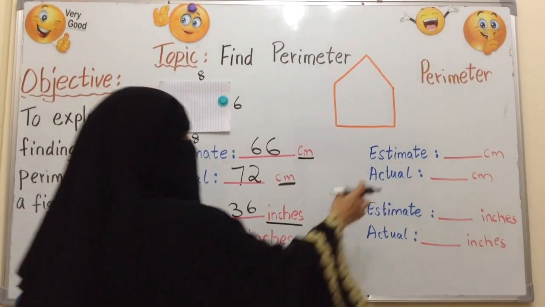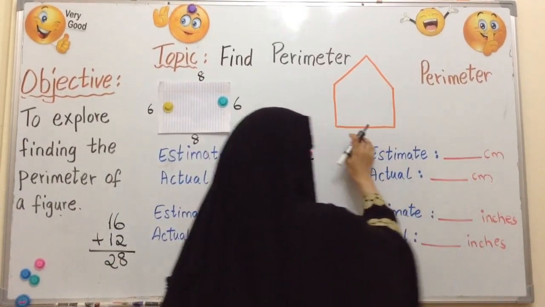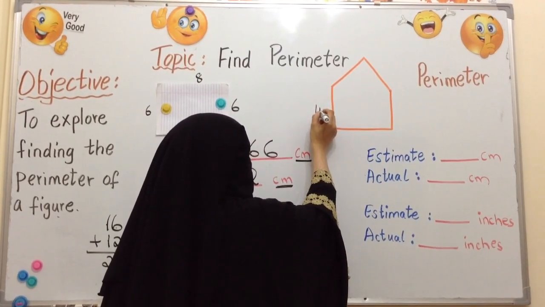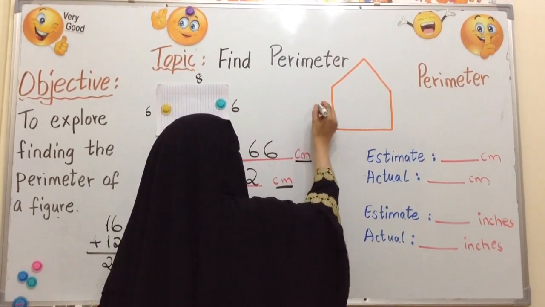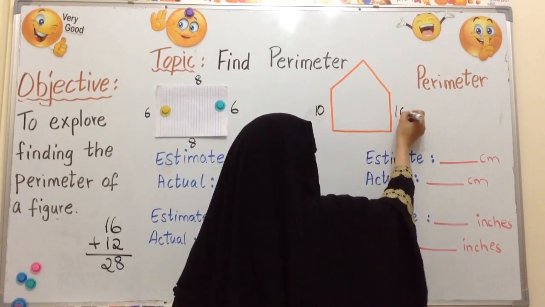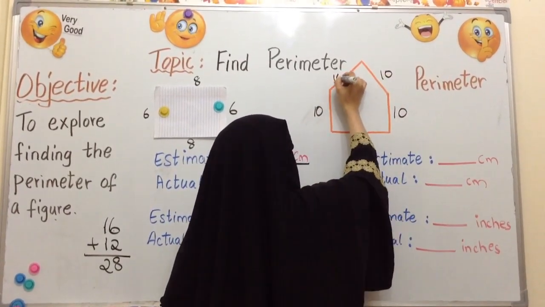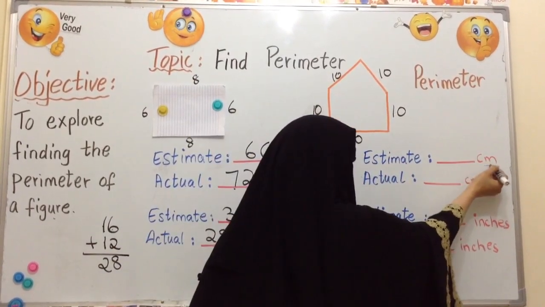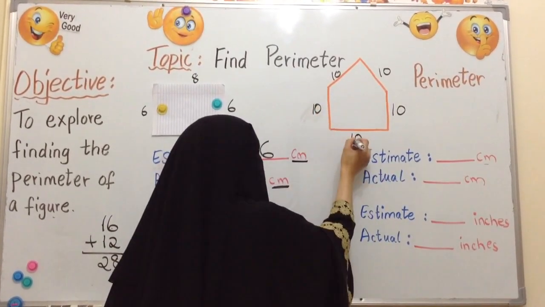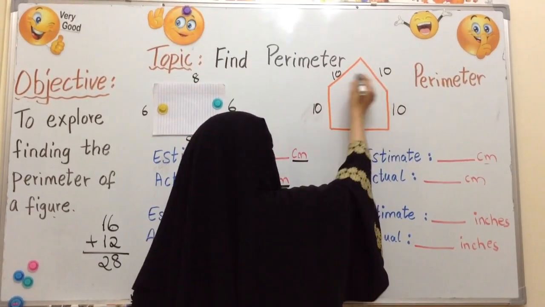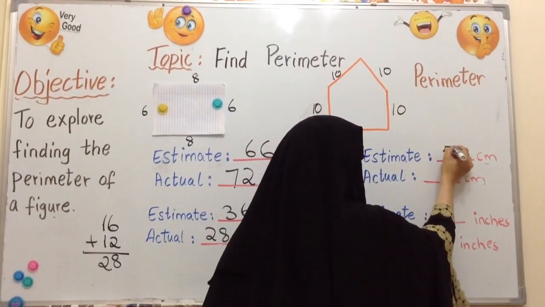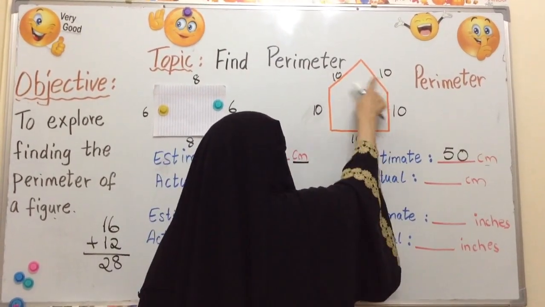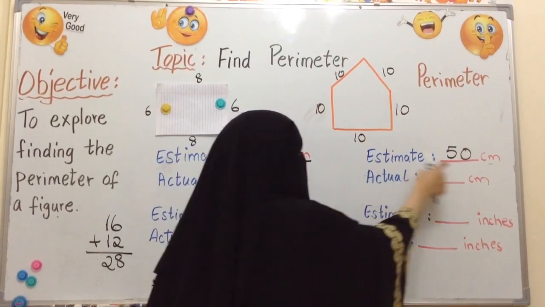Now, I am going to estimate in centimeters. Now, this side I am going to estimate maybe 4, no. Let us take it, I am going to think maybe it is 10, 10, 10, 10, 10. This one is for the centimeters. Now 10, 20, 30, 40, 50. I am going to write it as 50 because this is 1, 2, 3, 4, 5 with the 0.